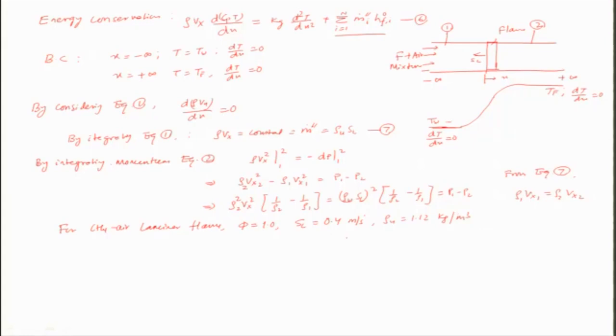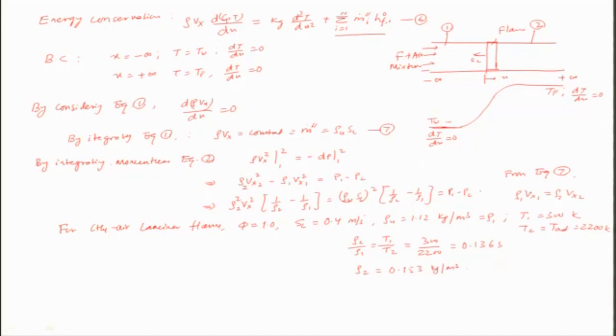Now, rho 2 by rho 1 is equal to T 1 by T 2, from the ideal gas law, keeping pressure constant for the time being. Let us say T 1 is 300 Kelvin and T 2 will be the adiabatic temperature I am considering, 2200 Kelvin. If I consider 300 divided by 2200, it comes to something like 0.1363. Similarly, the density rho 2 will be 0.153 kg per meter cube.